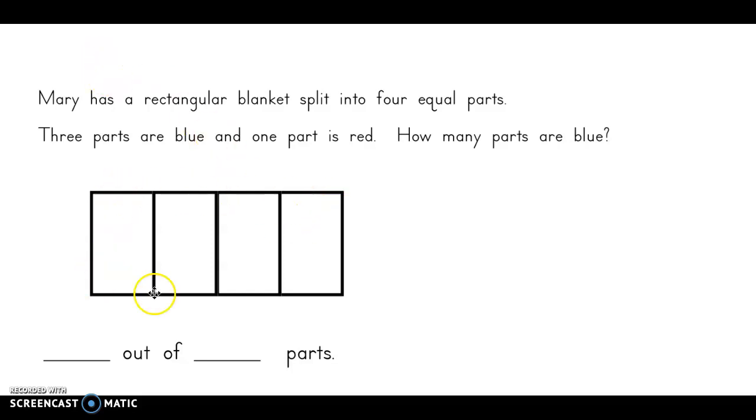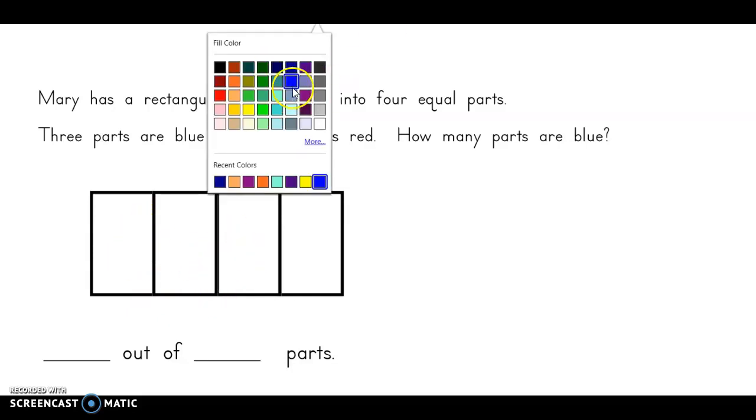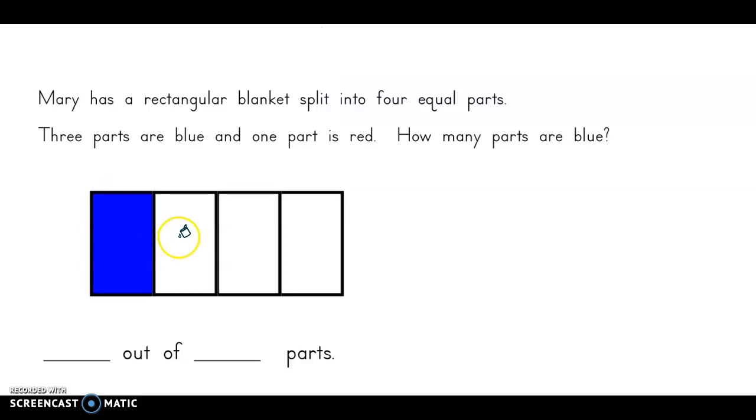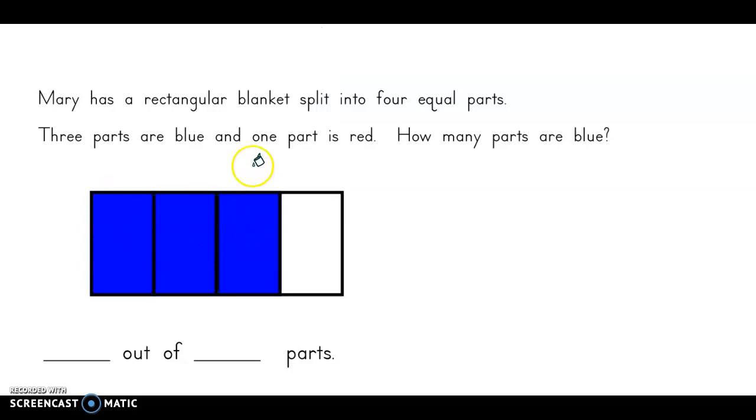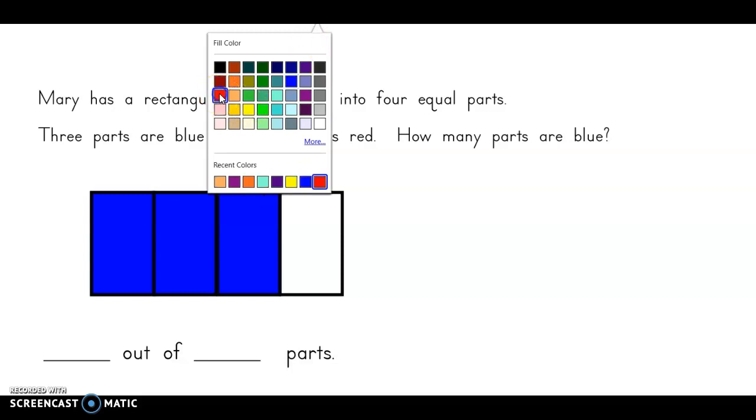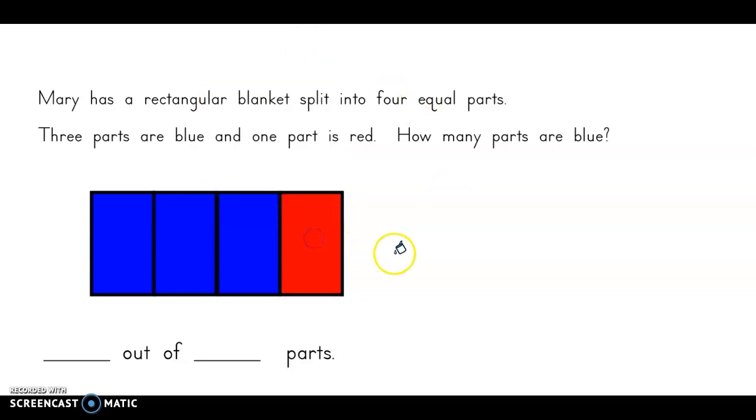So I have a rectangle here drawn and I split it into four equal parts. And so now I'm going to grab some blue and look back in the problem and see that it says three parts are blue. So I'm going to fill in three of the parts blue, and I check back in the problem and I see that one part is red. So I will take my red, and now I have a picture that I can more easily look at to figure out how many parts are blue.